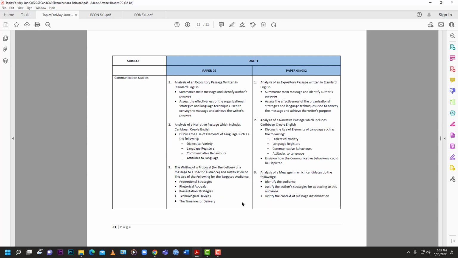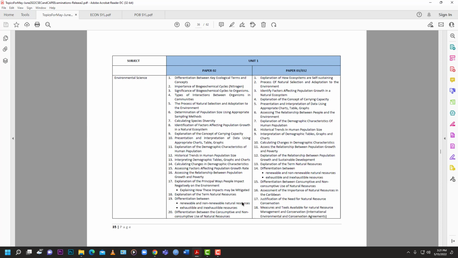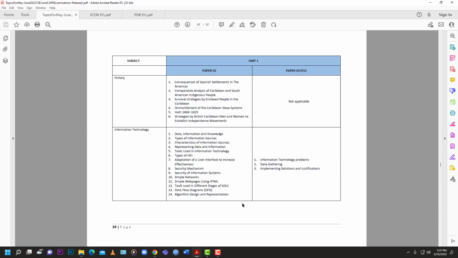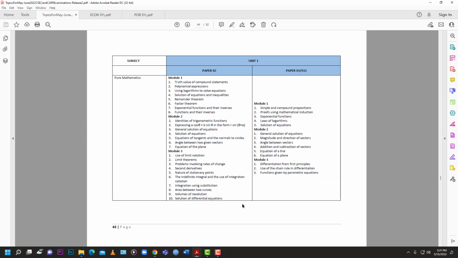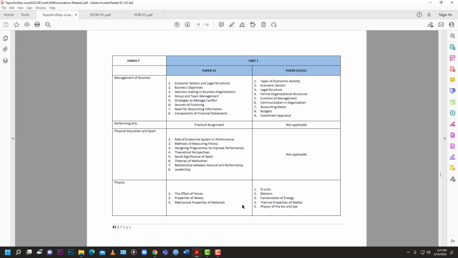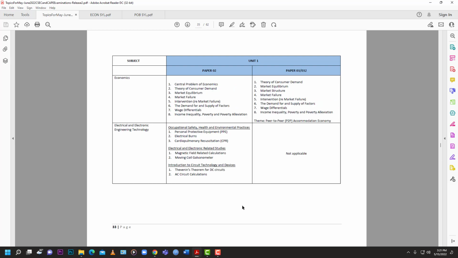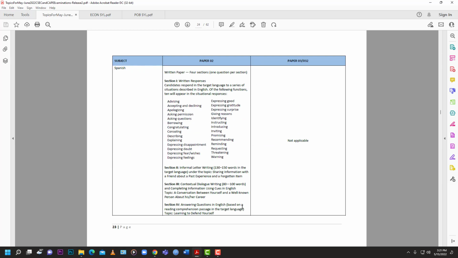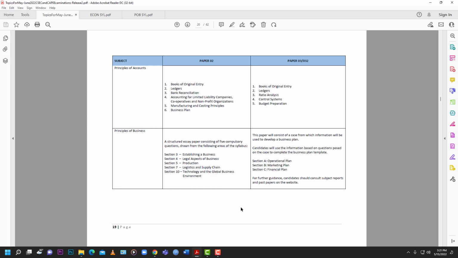So if you look at POB here, where is it? Oh, I think I went past it. Hold on, let me go back. Okay, here we go. POB. And so if you look at the topics, they're saying we're covering sections 3, 4, 5, 7, and 10. Very straightforward. So they actually line them up with how they are in the syllabus.